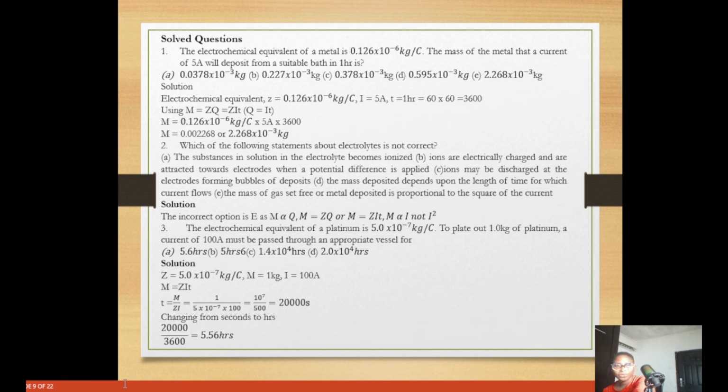So that's the question. We have our Z, which is 5.0 times 10 to the minus 7. We have the mass as 1 kg. We have the current as 100 ampere, but we don't have the time. So don't forget, if we go to our board and use N.